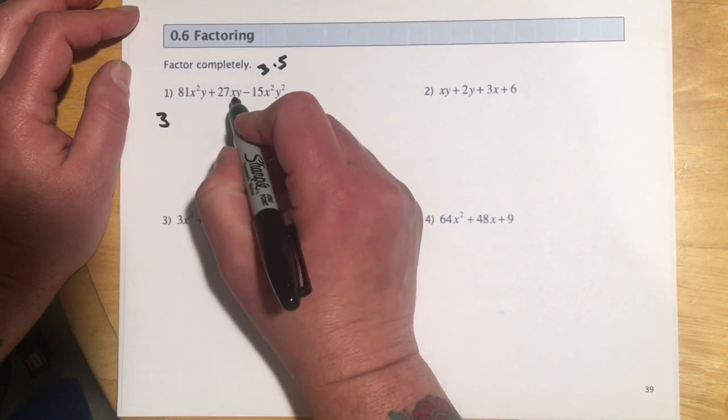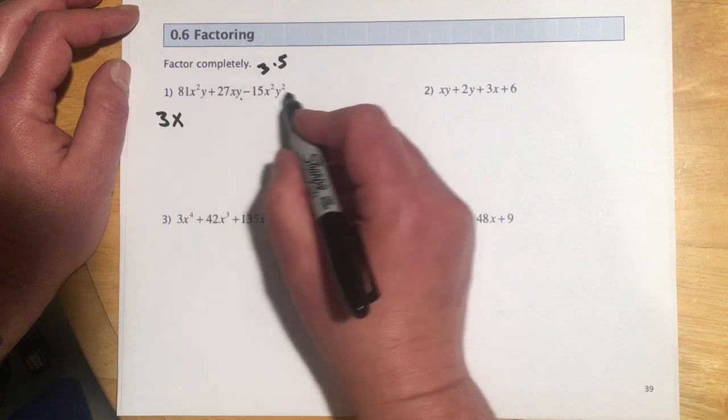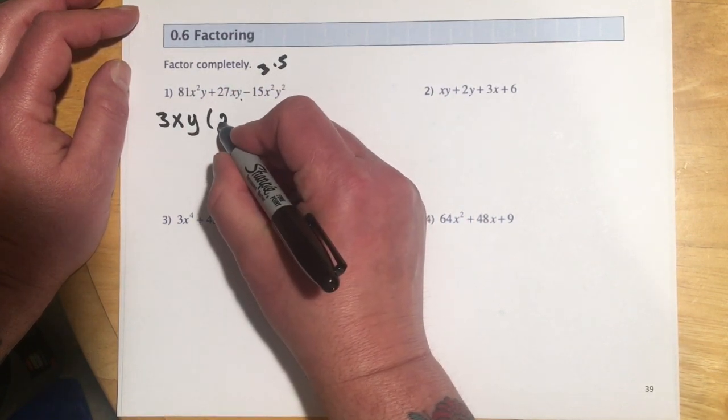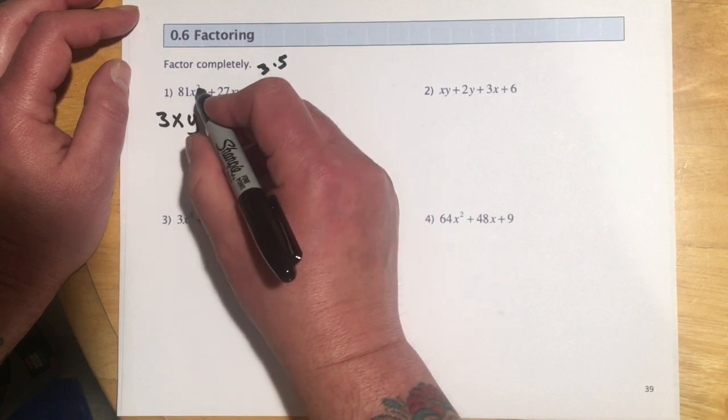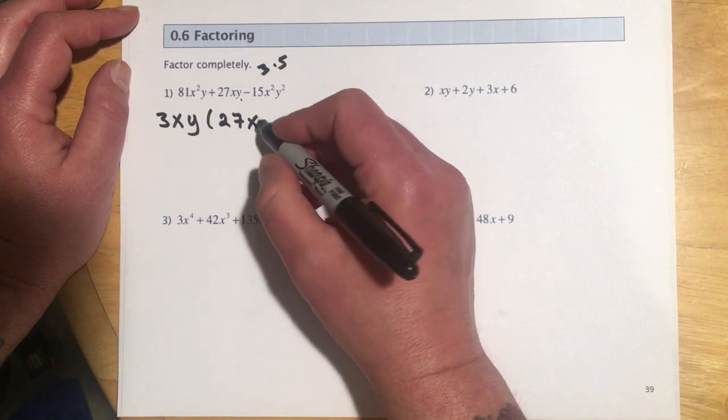For x's I have x squared, x, and x squared, so I can pull the lowest power always, so x. And then same thing with the y, I can pull out a y. So 3 into 81 would leave 27. I'm taking one x out of two x's, that's leaving an x, and then the y came out.